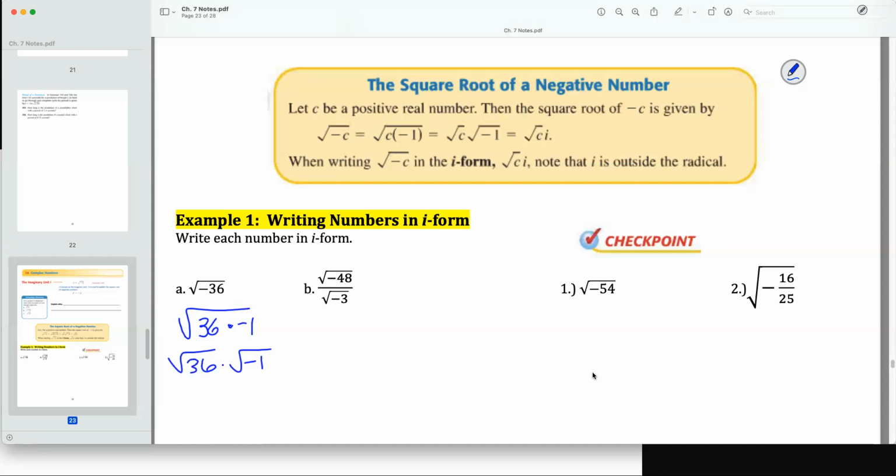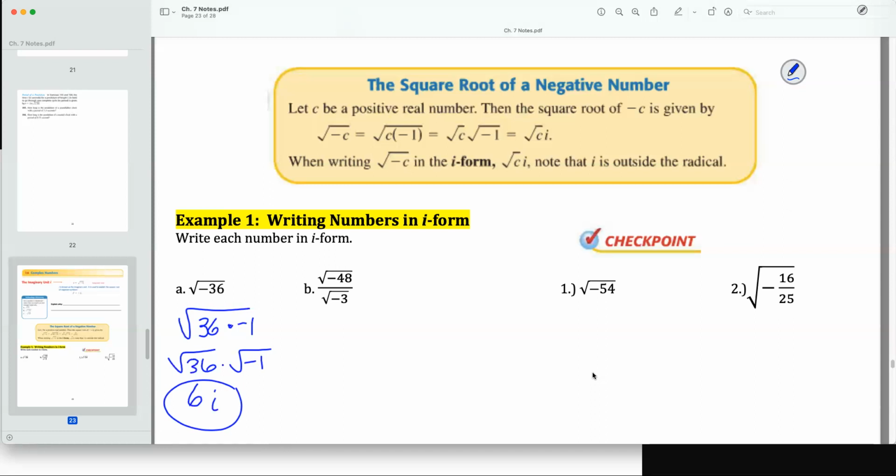Once you then break it up, you can see that the square root of 36, we can simplify to just be 6. And the square root of -1, we learned from the top of the notes, is equal to i. So the square root of -36 is the same thing as 6i. i is like a variable, but the variable really represents that it's an imaginary number.